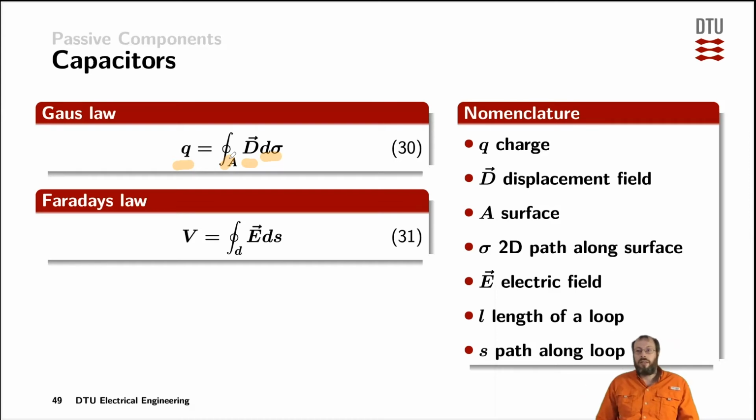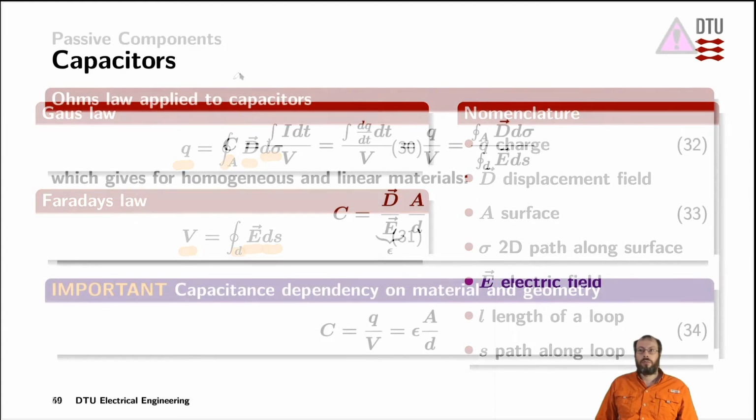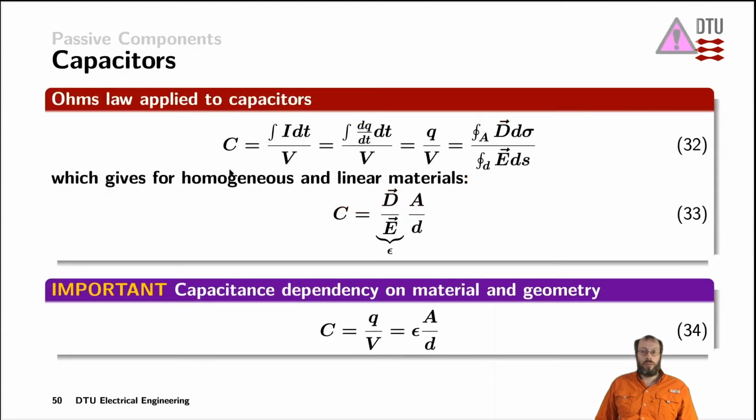So if my arm here would be representing a defined area, then all the charges going through here would be counted inside this equation. Then we have another law from Faraday, which describes the voltage as a function of the electrical field. And here it's integrated over a one-dimensional surface, the path of a loop, where L is the length of the loop.